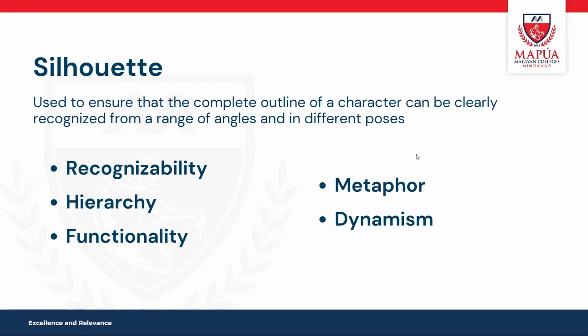Next, we have silhouette. So the silhouette is used to ensure that the complete outline of a character can be clearly recognized from a range of angles and different poses. So there are 5 things to consider when creating your silhouette. First is the recognizability. Second is the hierarchy. Third, functionality. Fourth, metaphor. And fifth, dynamism.